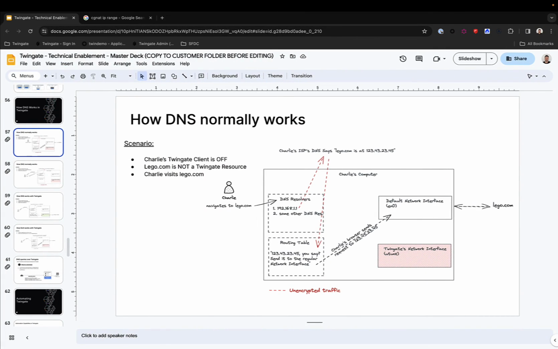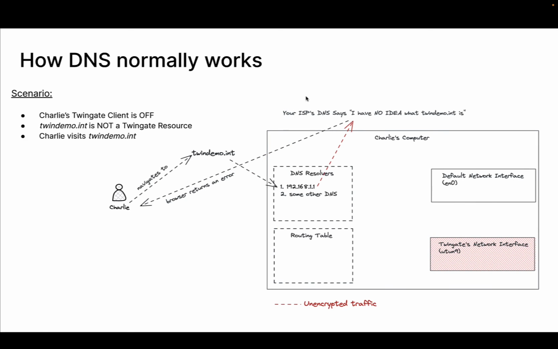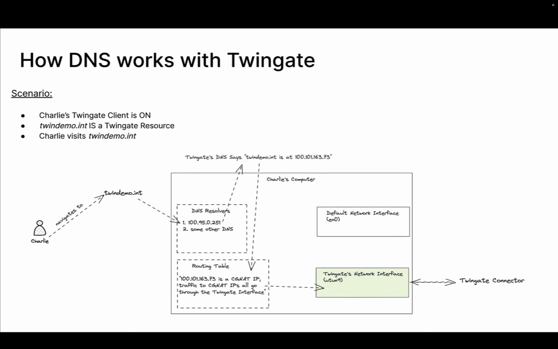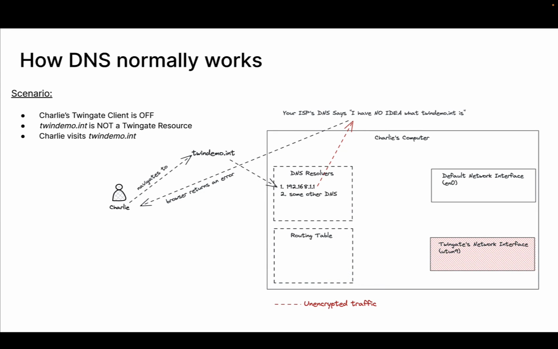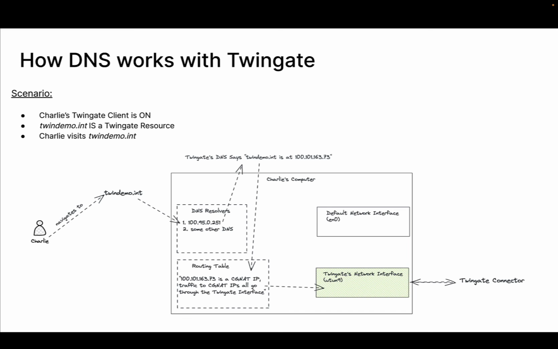Now, if we take a look here, this is all summarized here, right? So this is how DNS normally works. Everything goes through the default network interface, and DNS queries are resolved usually by your ISP, perhaps Google if you change your DNS resolver. And your ISP is not going to know anything about private domains like twindemo.int. By the way, one thing that's super important to understand is that DNS traffic is not by default encrypted, but Twingate offers DNS over HTTPS, so you can encrypt all DNS traffic, whether it's for Twingate resources or not for Twingate resources. And again, this is what happens with a client on.